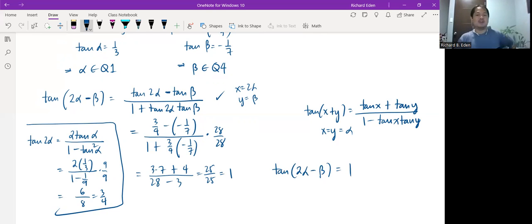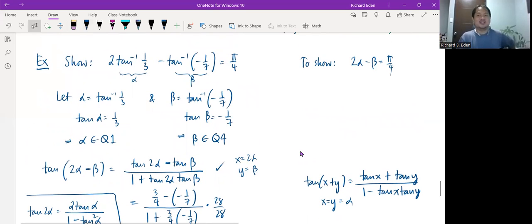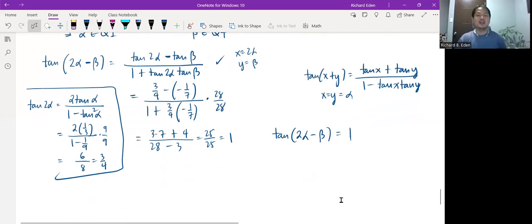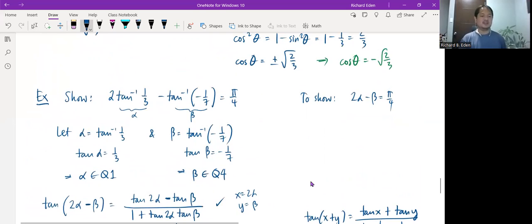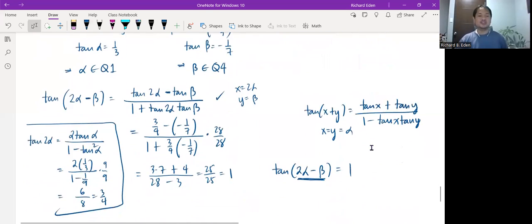However, is that enough to prove that 2 alpha minus beta is in fact pi over 4? It's consistent with the claim that 2 alpha minus beta is pi over 4. However, there are infinitely many angles having a tangent equal to 1. So how do we show with finality that 2 alpha minus beta is in fact pi over 4 and none of the other angles? This is where we may have to go back and consider that alpha is in quadrant 1 and beta is in quadrant 4. So let's see what that will imply.